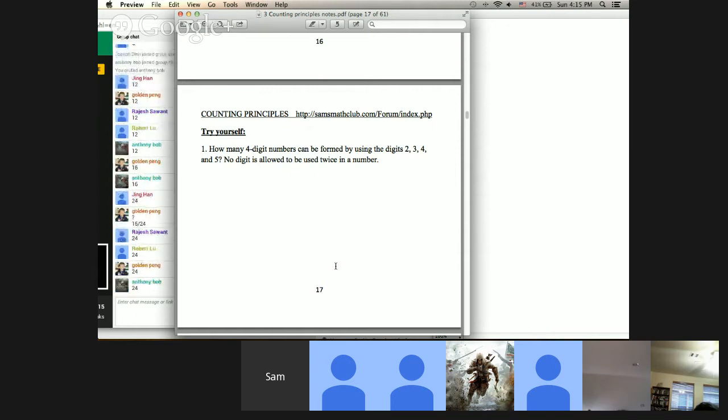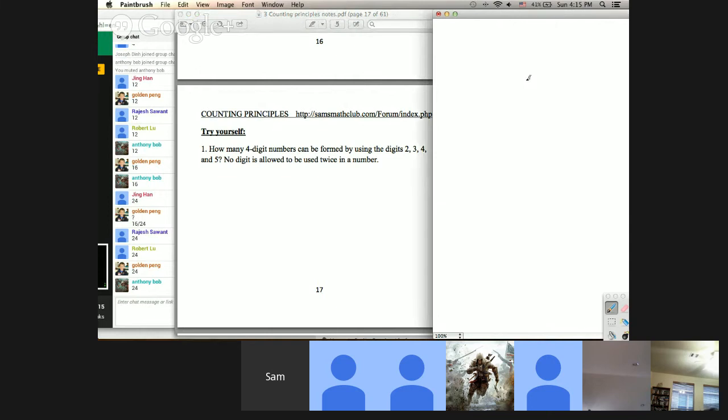Okay, so the correct answer is 24. There are 2 ways to approach this problem. The first way is using the counting principle. For the first digit, we have 4 ways to place it. For the second digit, we have 3 ways, because you can't use the first digit anymore. For the next one, we have 2 ways, and so on, which equals 24. So you can think of it that way.